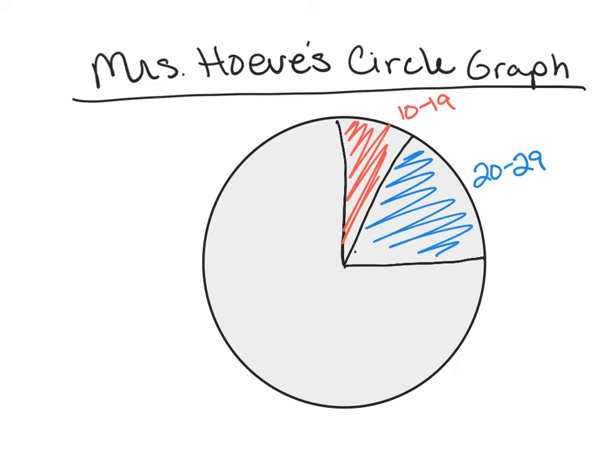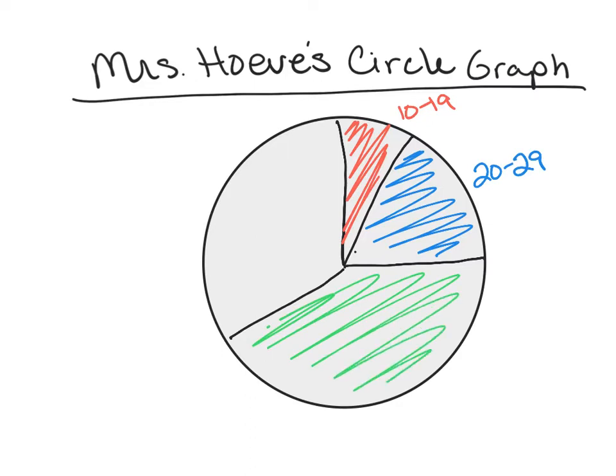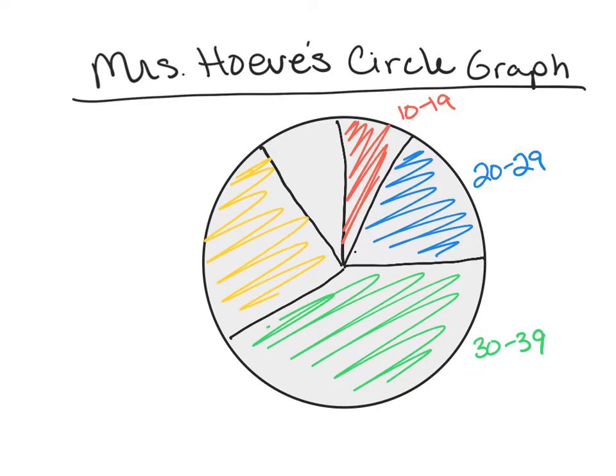Add my next category, which was my big one. That's 154 degrees. That takes me around somewhere over here. Nice big area. This was 30 to 39-year-olds. 40 to 49-year-olds was about 80 degrees. That's going to take me up to about there. That was yellow. 40 to 49-year-olds.